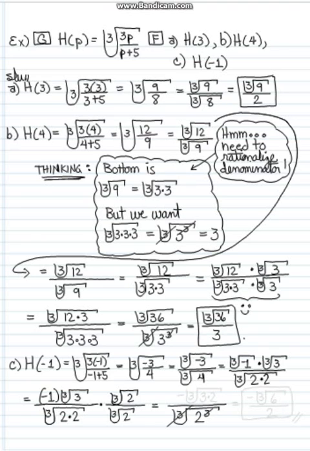Cube root of 2 cubed cancels. On the top, we got negative cube root of 3 times 2. Okay, what happened? 3 times 2? I was able to do the multiplication under a single radical sign. The cube root of 3 times the cube root of 2 is the cube root of 3 times 2. So my final answer is negative cube root of 6 over 2.